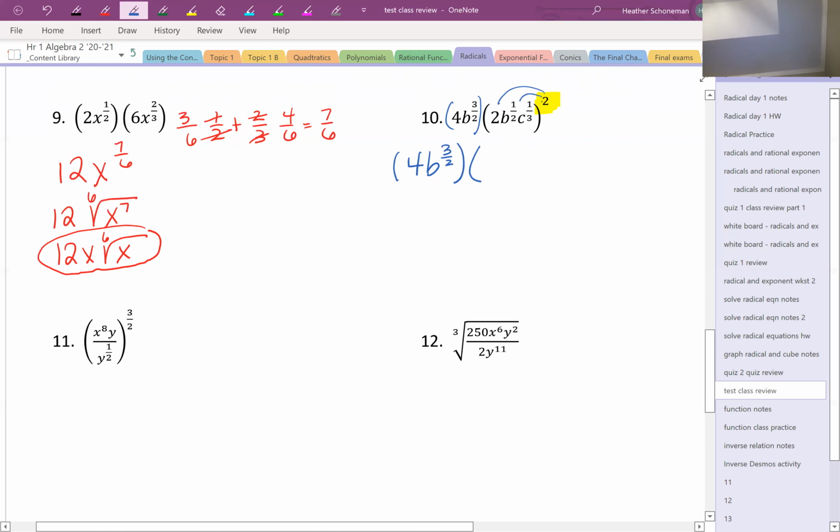Now I'm going to distribute that 2. And when I do that, I multiply the exponents. Well, this 2 in the problem is an invisible exponent of 1. So 2 times 1 is 2. So this is really 2 squared. And 2 squared is 4. So I'm going to put 4 here.